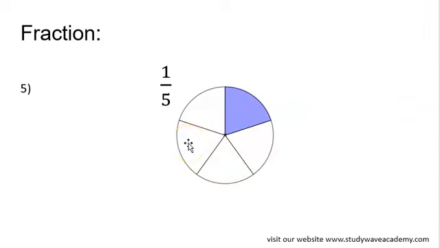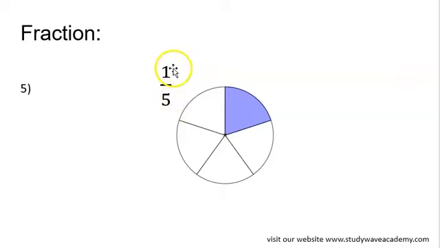And how many parts do we see shaded? 1 part. 1 part is shaded. So our numerator, which is the upper number that represents the shaded part, will be 1. And our denominator that represents the full circle is how many parts? 5 parts. So our denominator will be 5. So we have 1 over 5.